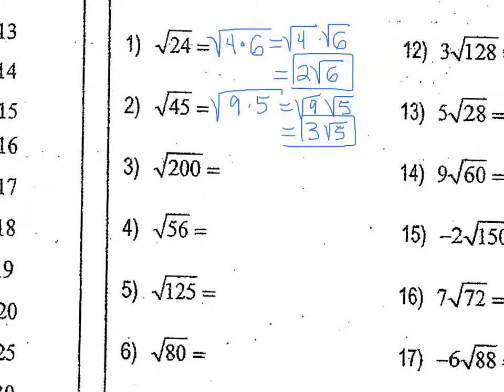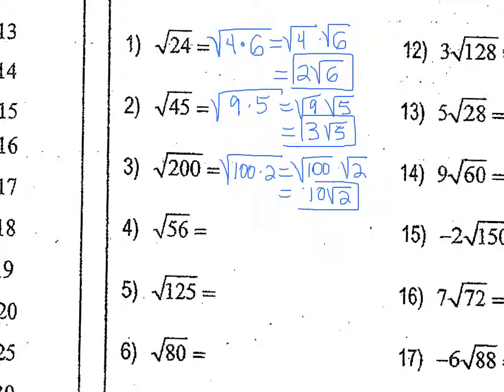200, which is the biggest perfect square number that goes into 200? 100, so it's 100 times what? Times 2. Then you rewrite this as 2 radicals, square root of 100, times the square root of 2. What's the square root of 100? That is 10, so 10 square root of 2. The 2, you cannot simplify it anymore, you just leave it like that.